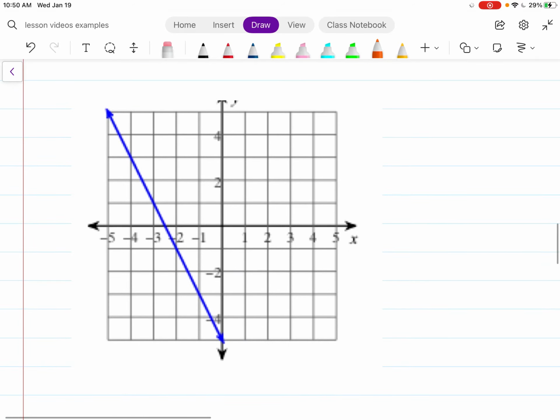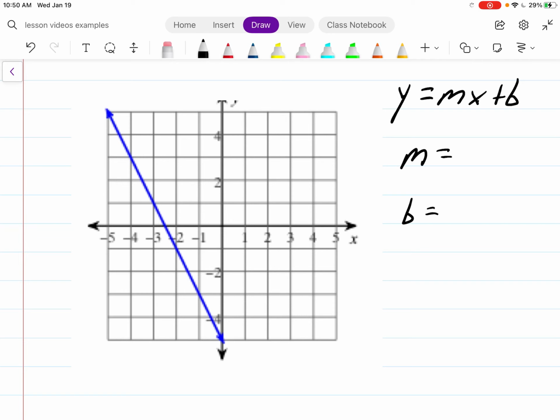Next example. Again, we are doing everything in slope-intercept form. We want to identify our slope and our y-intercept. So we see that it crosses the y-axis for our y-intercept at -5.